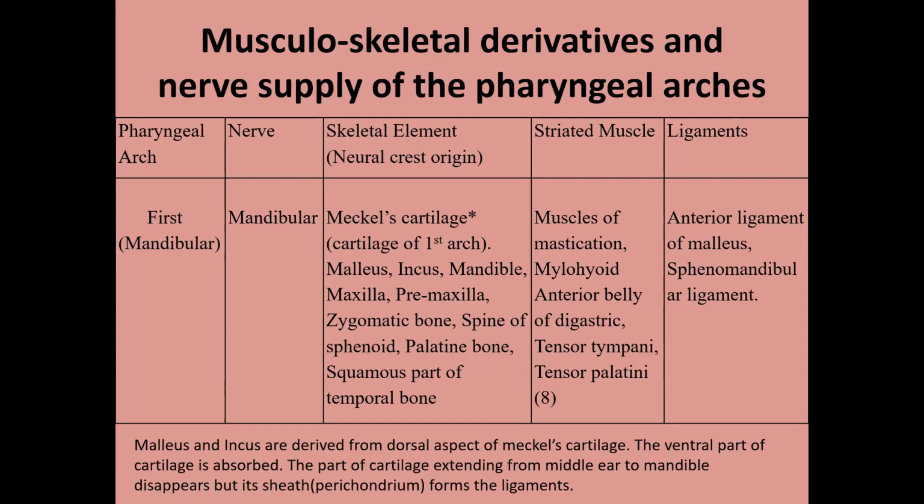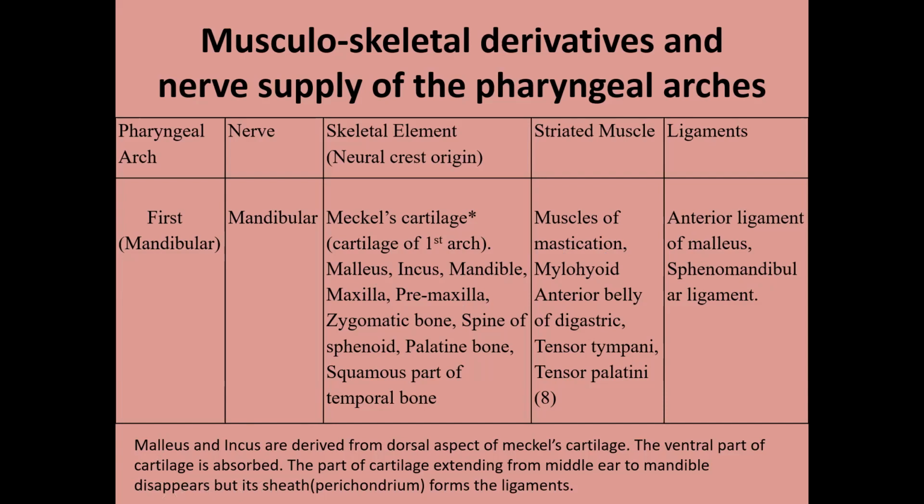So out of these bony components derived from the first arch, we have the ligament of the malleus, which is attaching to the malleus. This is also a derivative of the first arch, the anterior ligament of malleus. And from the spine of sphenoid, we have the sphenomandibular ligament, which passes from the spine of sphenoid to the mandible, which is also a derivative of the first arch.